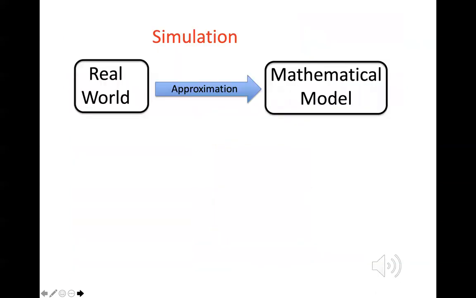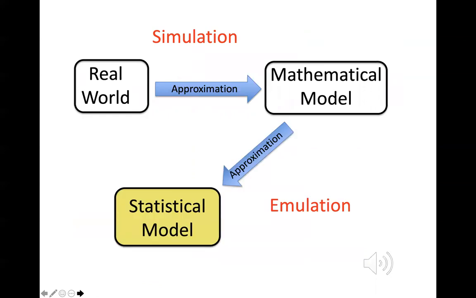A mathematical model is an abstract representation of the real world, and a numerical solution of the mathematical equations, which we call the simulation from the model, is much faster than doing a complex physiological experiment. However, it isn't fast enough. For that reason, we need a second level of approximation and replace the computationally expensive mathematical model by a computationally cheap statistical surrogate model. We call that emulation. The statistical surrogate model is our emulator.